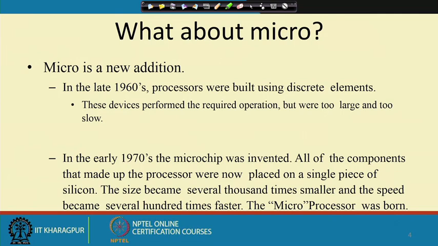In the 1970s the microchip was invented, and all the components that made up the processor were now placed on a single piece of silicon. So, the size becomes smaller and the speed much faster. That way the microprocessor was born. The processor was there, and with the invention of this microchip, these microprocessors came into existence.